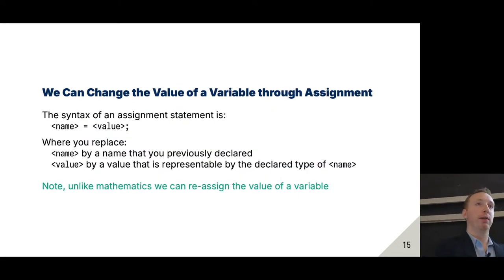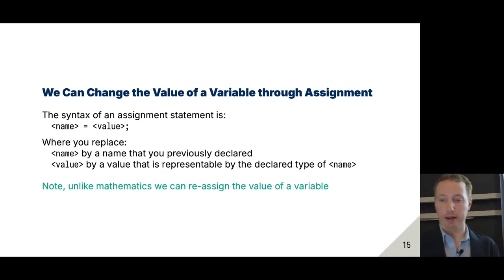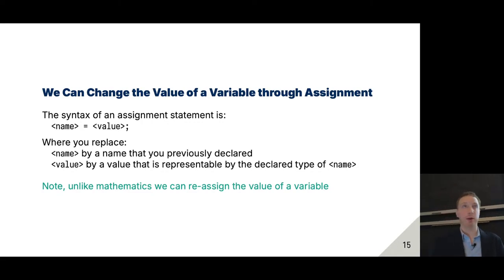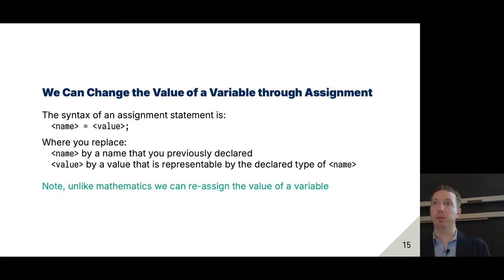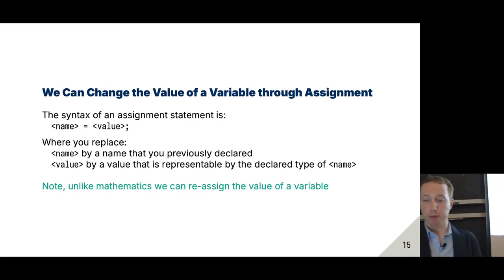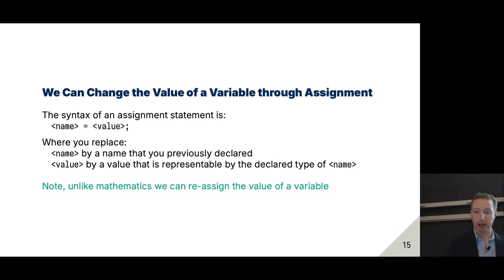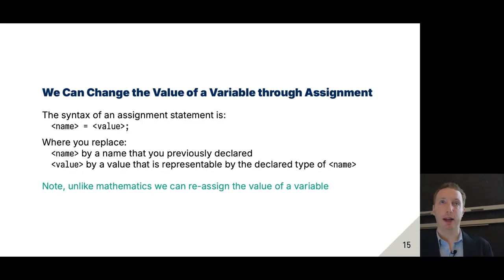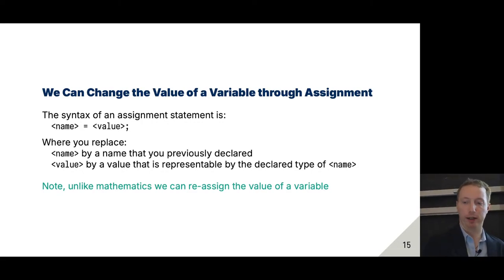So if we have a variable, then we must be able to change it, or at least assign it something. We change the value of a variable through something called assignment. The syntax of an assignment statement, which again ends with a semicolon, is you take a name, which should be a variable that currently exists at this point in the program, and then you use an equal sign, and then a value. You replace the name by a name you previously declared, and the value by a value that is representable by the type that name was originally declared as.